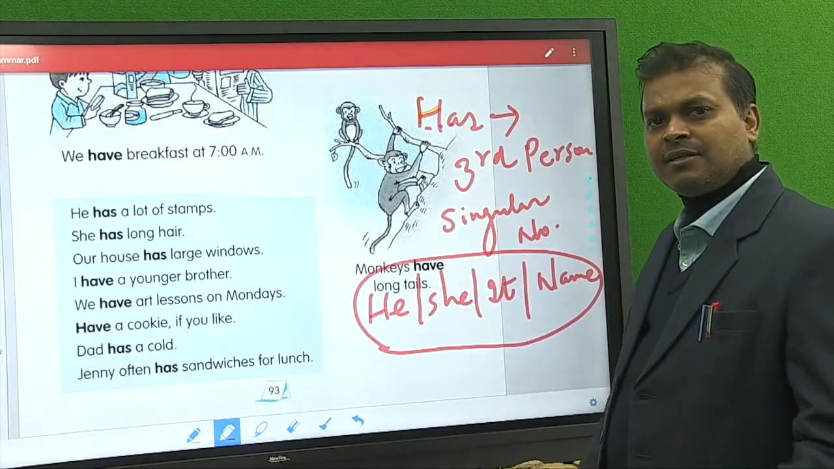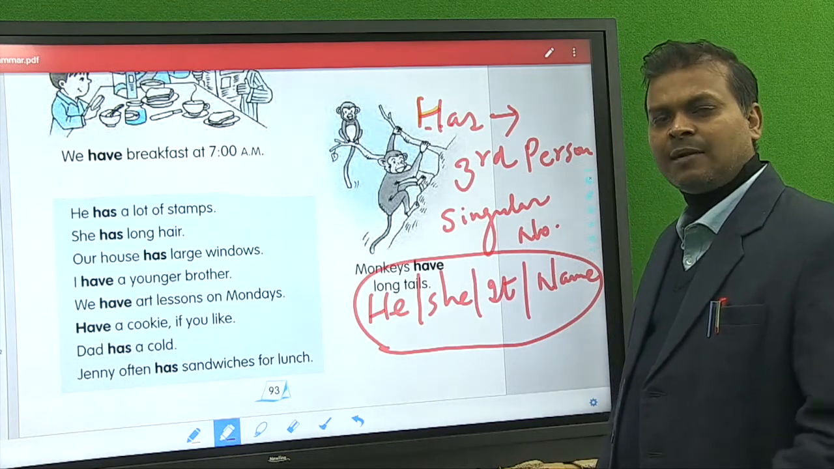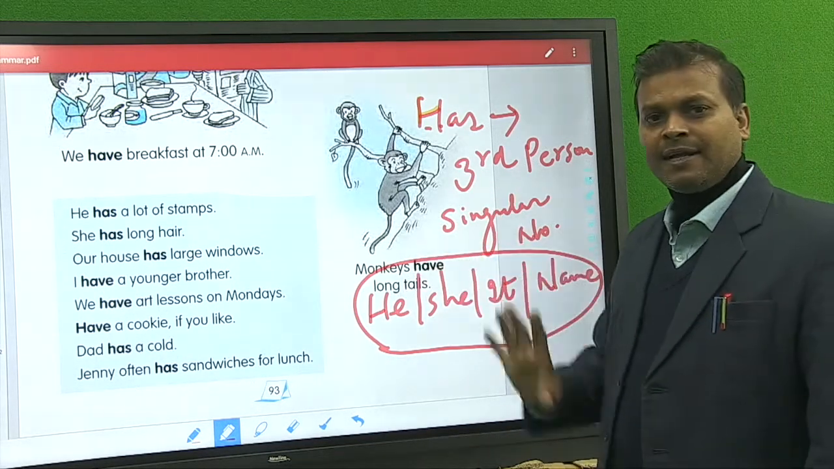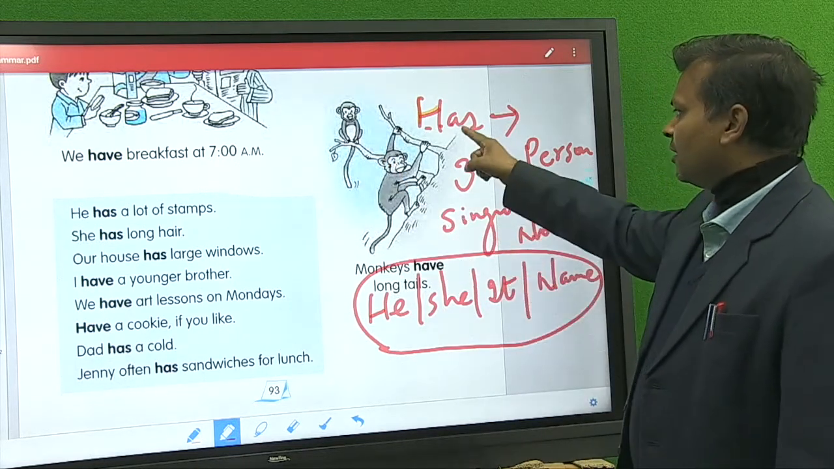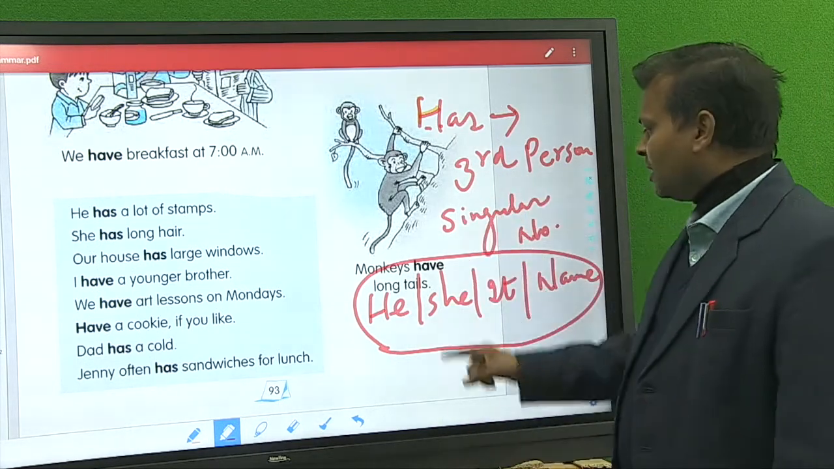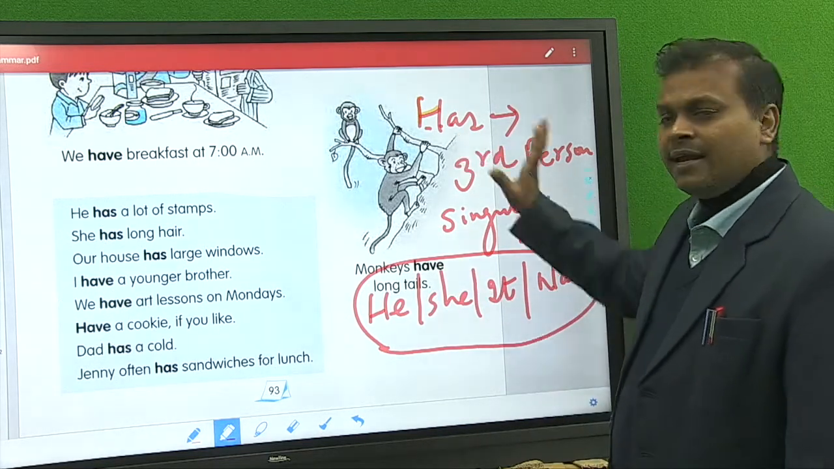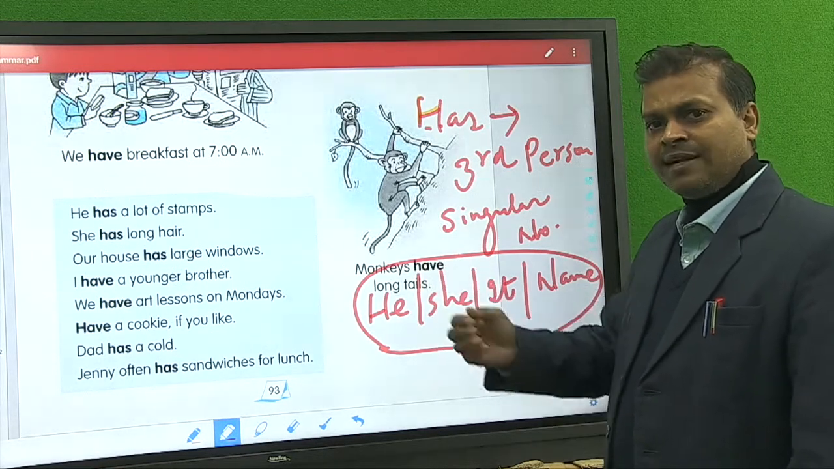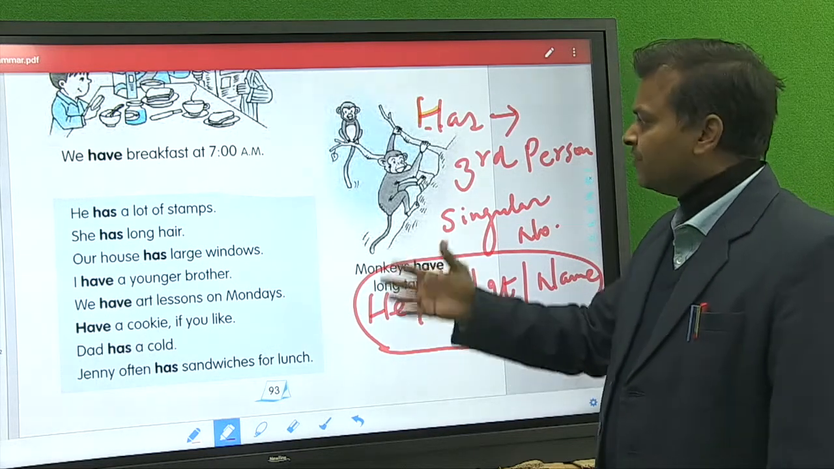And with the rest of the persons, like first person, second person and third person plural number, we use have. Okay? Is it clear? Let me repeat it again. Where do we use has? This is more important to learn. When the subject is in third person singular number like he, she, it or any singular noun, then we add has. And with the rest of the subjects, when it is first person, second person and third person plural number like they and plural nouns, we use have.